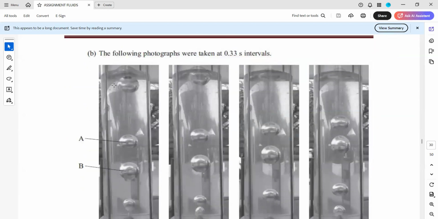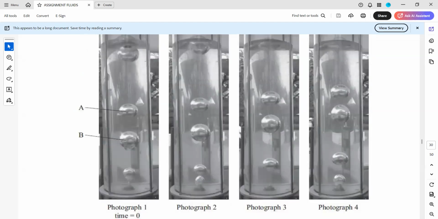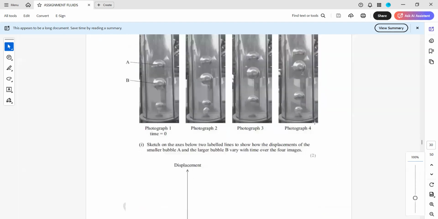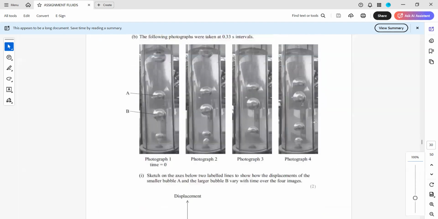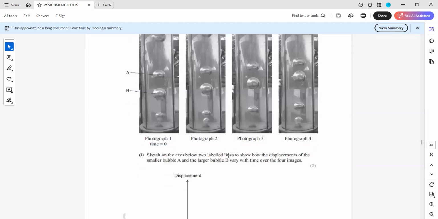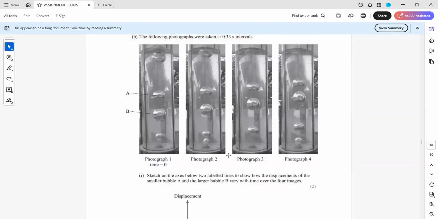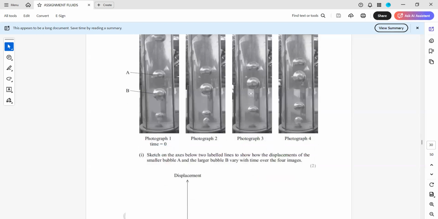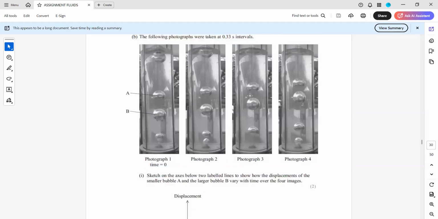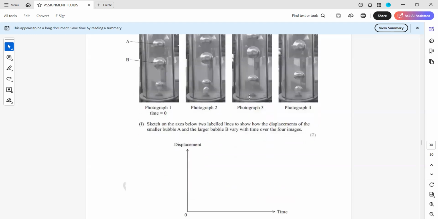The following photographs were taken at 0.33 second intervals. So the interval between them is 0.33 seconds. Photograph 1 is at time 0 seconds, then photographs 2 and 3. Sketch below the two labelled lines to show the displacement of a smaller bubble and a larger bubble with time for 4 images.